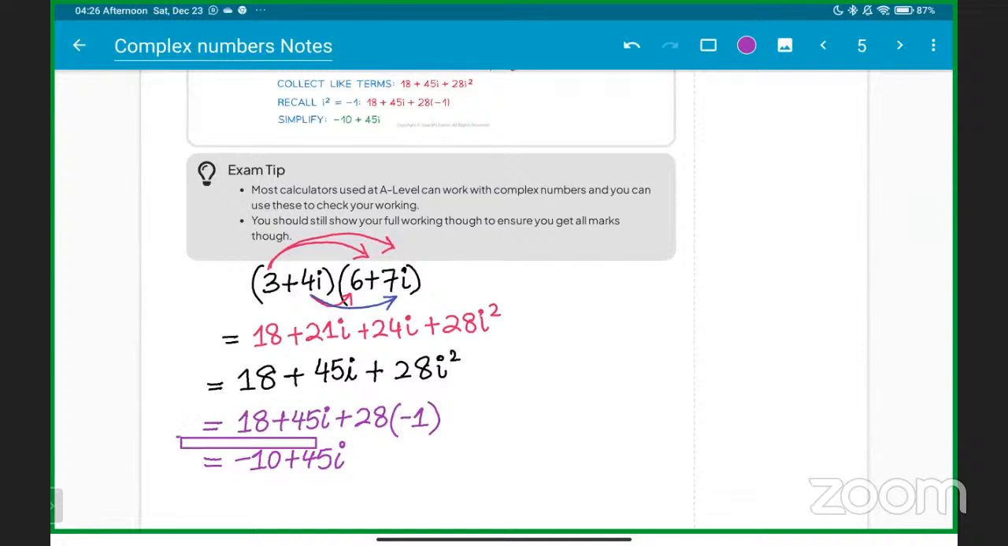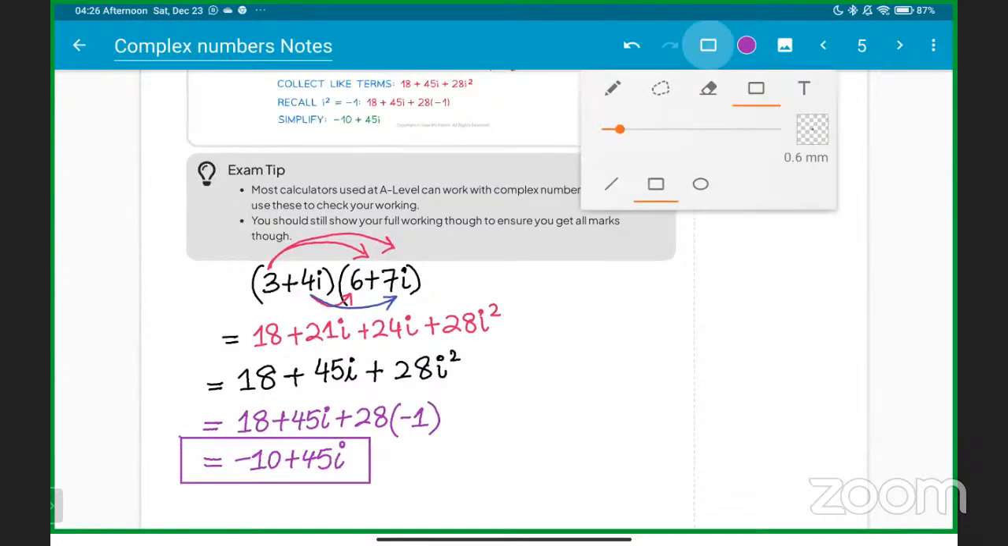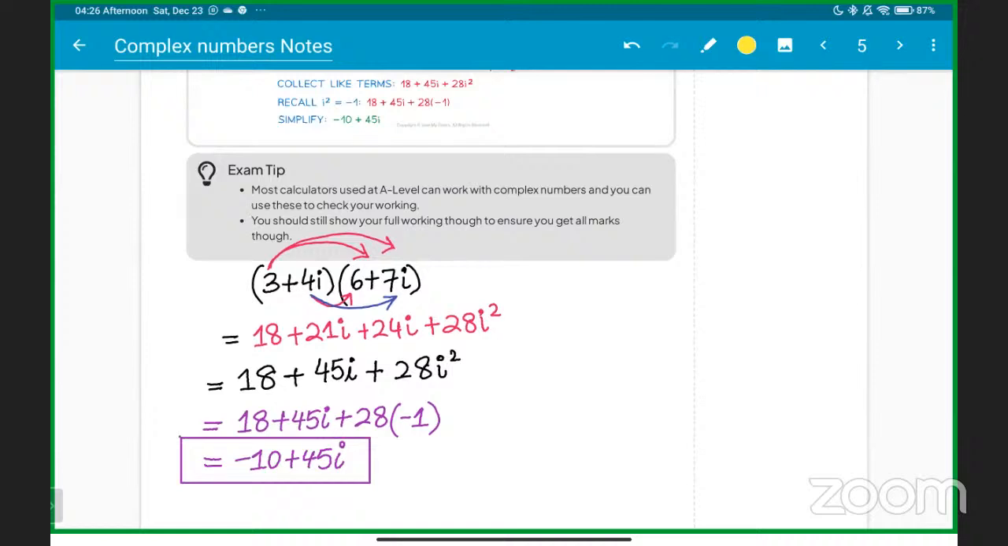And that is how you will give the answer in the real complex number form. Everyone with me? Got this clear? Understood? Any questions? Any doubts? Let me know now.